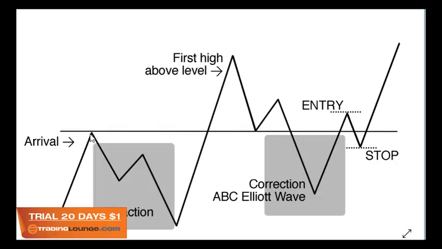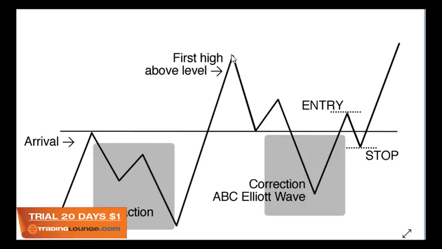So the arrival at the level, we'll call it the 2800 here, and then the reaction from that level, and then 5 waves up here for the first high above the level, coming above the 2800. So currently with the S&P, we've got the arrival, the reaction, and the first high above the level.